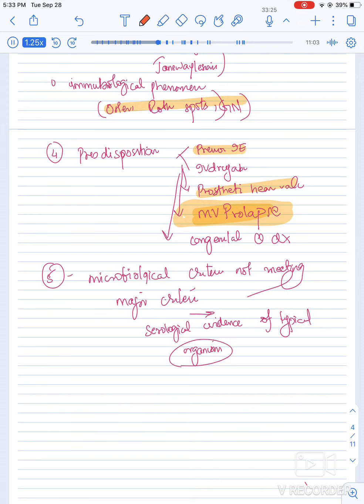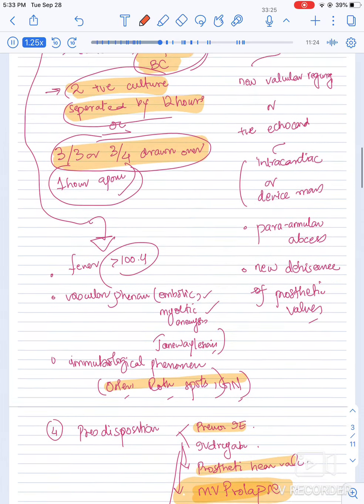Okay, so just to recap, for the minor criteria, you can have fever, you can have vascular phenomena, which can include your embolic events, mycotic aneurysms, Janeway lesions, immunological phenomena can include Osler nodes and Roth spots, and glomerulonephritis. And the predisposition factors can include previous endocarditis, IV drug abuse, prosthetic heart valve, mitral valve prolapse, and congenital heart disease.